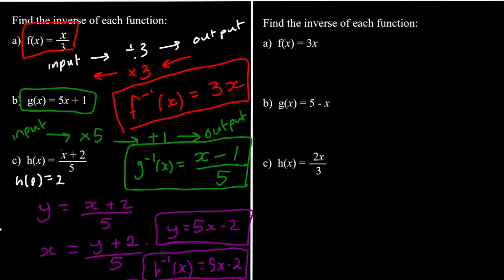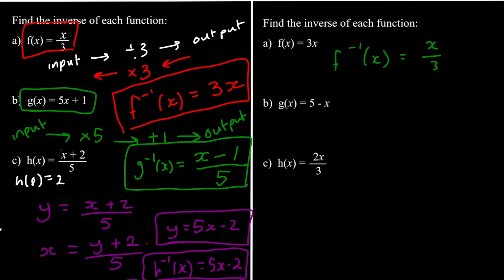3 for you to try, so find the inverse of each of these functions. So the first one is going to be x over 3. So the opposite of timesing by 3 is dividing by 3.